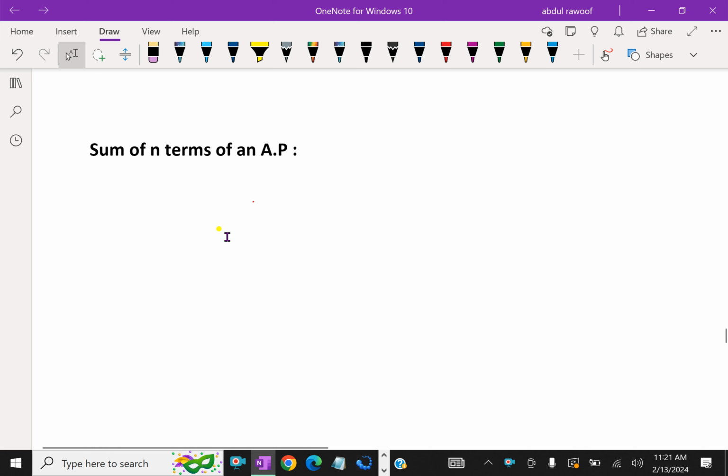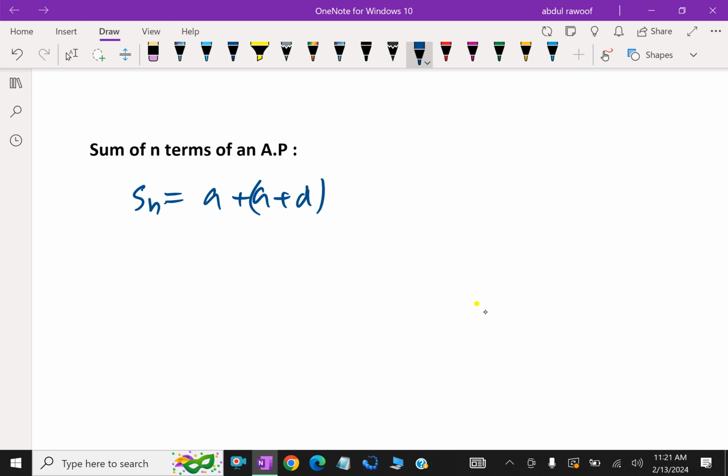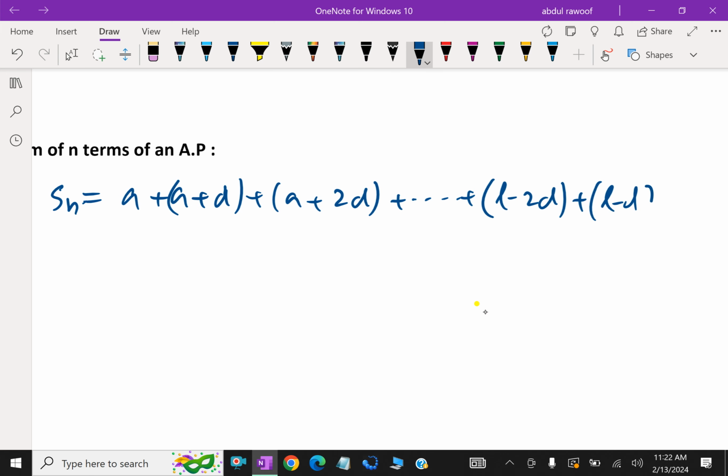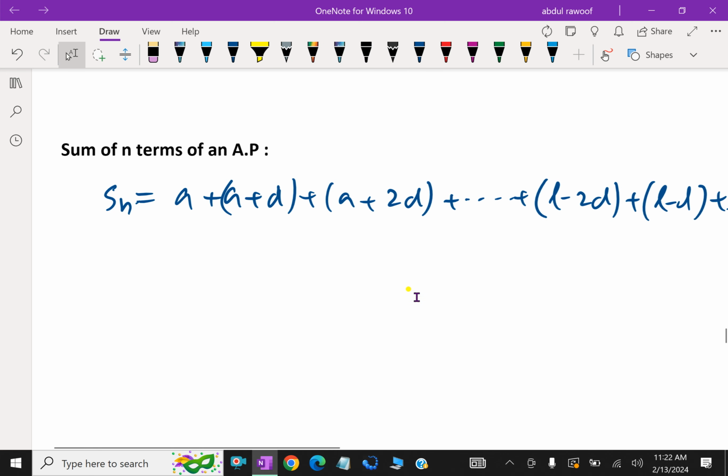Now, let us find the sum of n terms in AP. Let Sn, the sum of n terms in AP, be equal to a, the first term, plus a plus d, the second term, where d is the common difference, plus a plus 2d, and so on, then the last term l minus 2d, l minus d, and plus l. This is the first series.